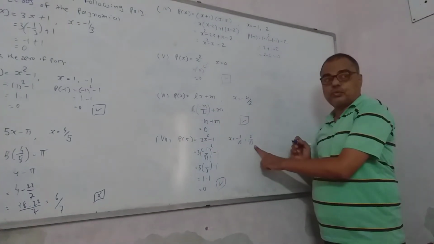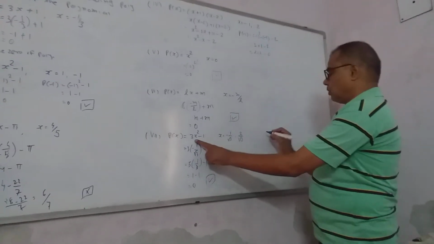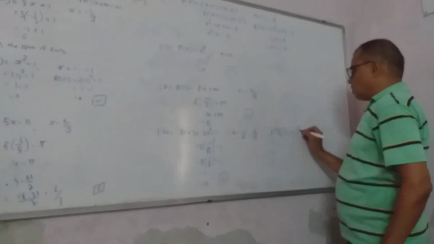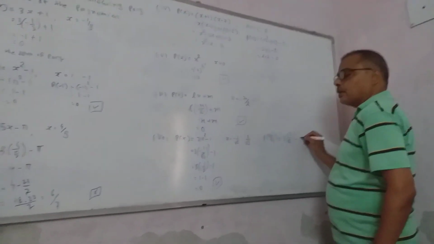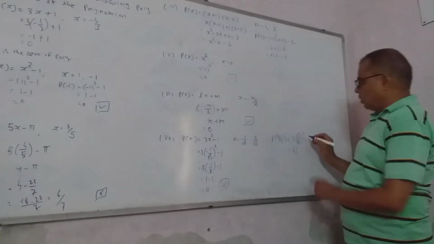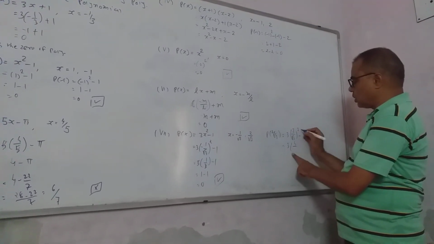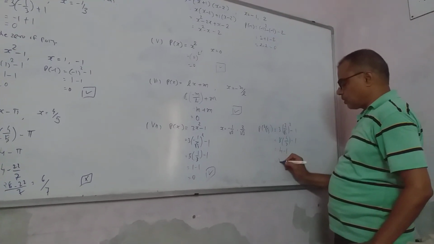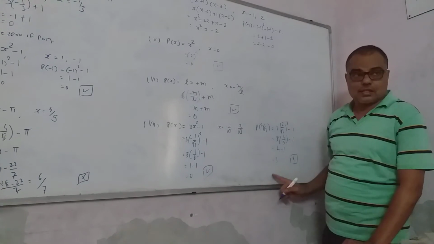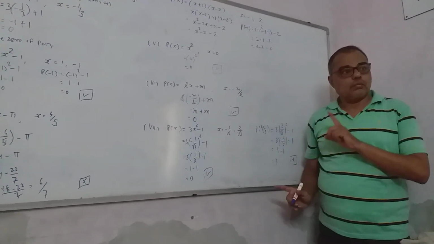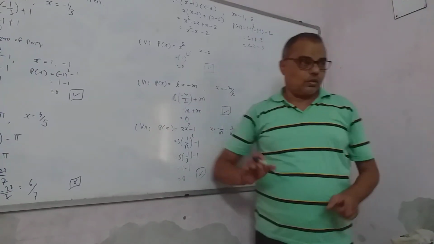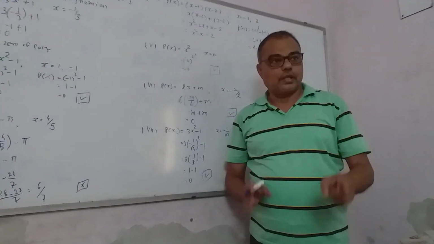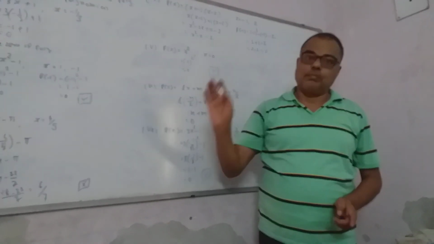Right? You can also put 2 by root 3 in this value. So p of 2 by root 3 equal to 3 bracket 2 upon root 3 square minus 1. Here 2 square is 4, root 3 square is 3, 3 cancel. The answer will be 4 minus 1, so 3. So it is not 0. The answer is not 0. So it is not the zero of the polynomial. In short, in this question you have to take out the answer of the polynomial. If it is 0, then it is the zero of the polynomial. Okay.